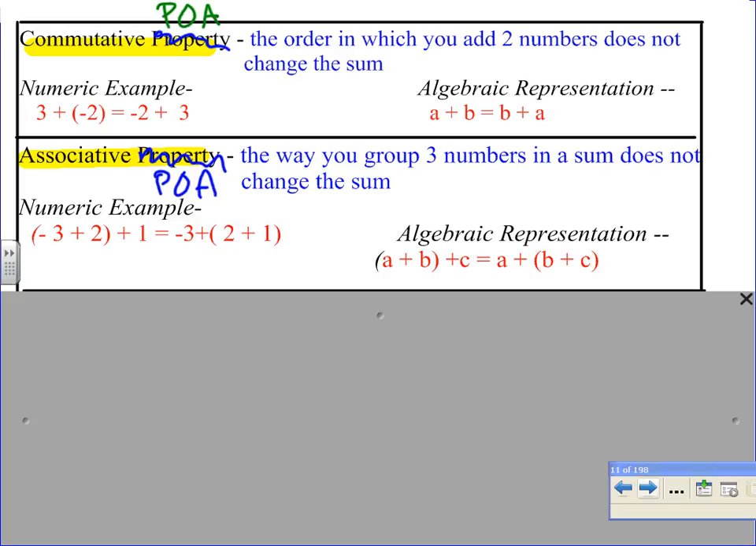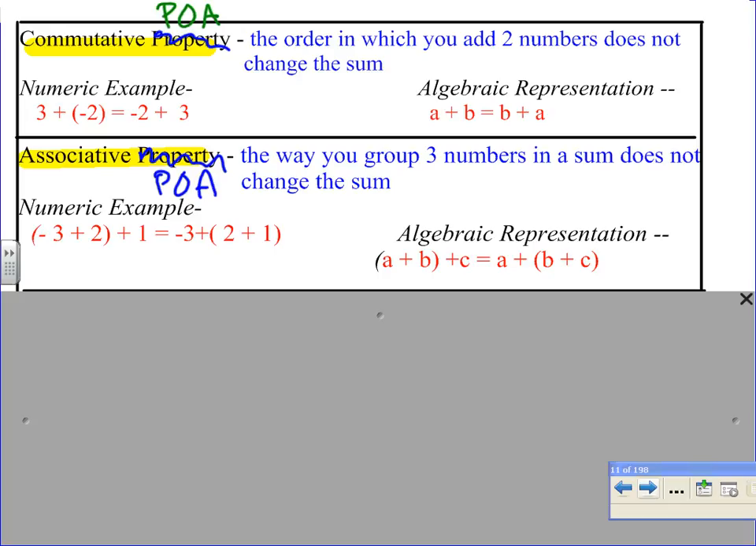Associative POA. Using numbers. Remember, grouping symbols can be anything: parentheses, brackets, braces. So we have -3 plus 2 in parentheses plus 1 is the same thing as -3 plus, in parentheses, 2 plus 1. Using variables, a plus b in parentheses plus c is the same thing as a plus, in parentheses, b plus c. Mary? Yes, definitely. Yep. For some reason, though, all the examples you guys will see will always have 3 numbers or 3 variables, but yes, it can be used with more. Yes, great point there.